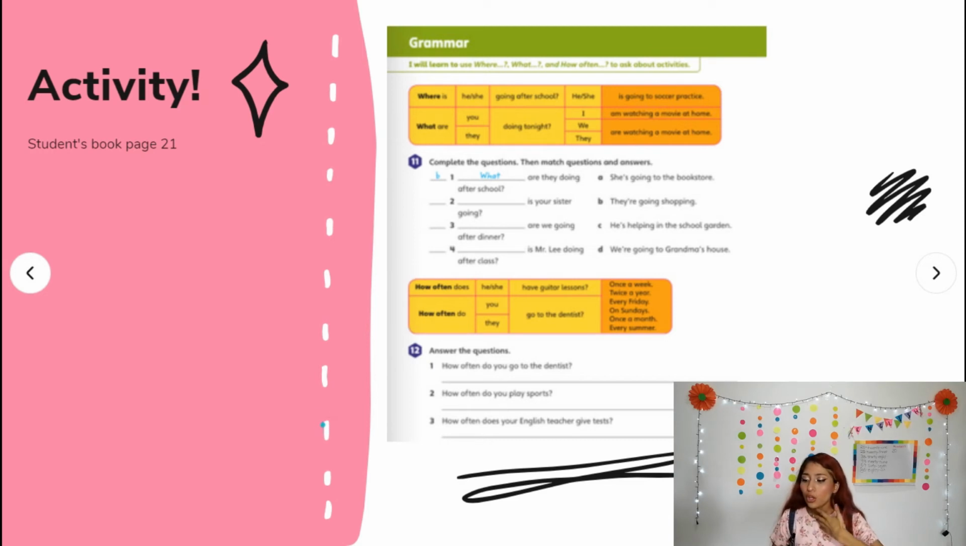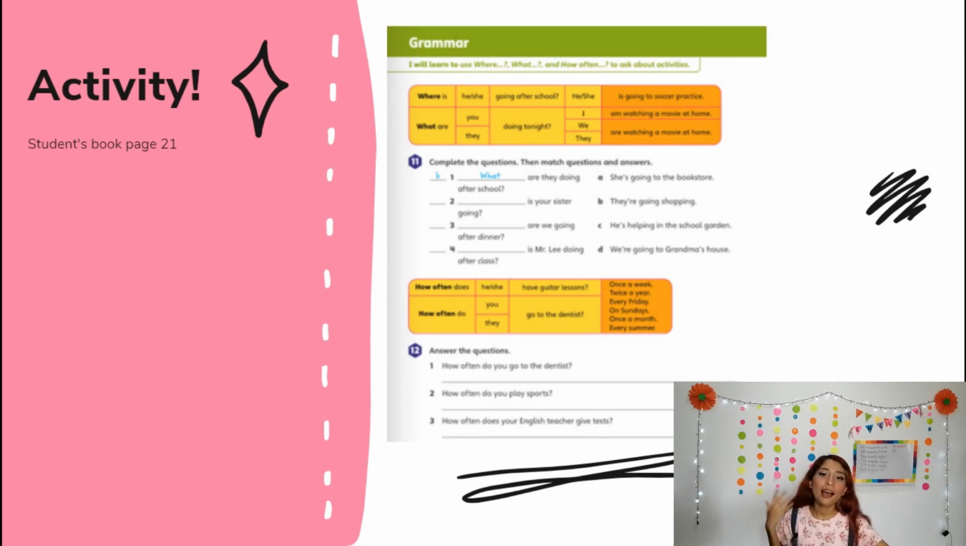How often do you go to the dentist? I already said my answer. I go to the dentist twice a year. I go to the dentist every month, for example. You need to answer how often, with how frequency do you go to the dentist, do you do these activities? ¿Con qué frecuencia, qué tan seguido haces estas actividades? Twice a year, 2 veces al año, once a week, una vez a la semana, and etc.